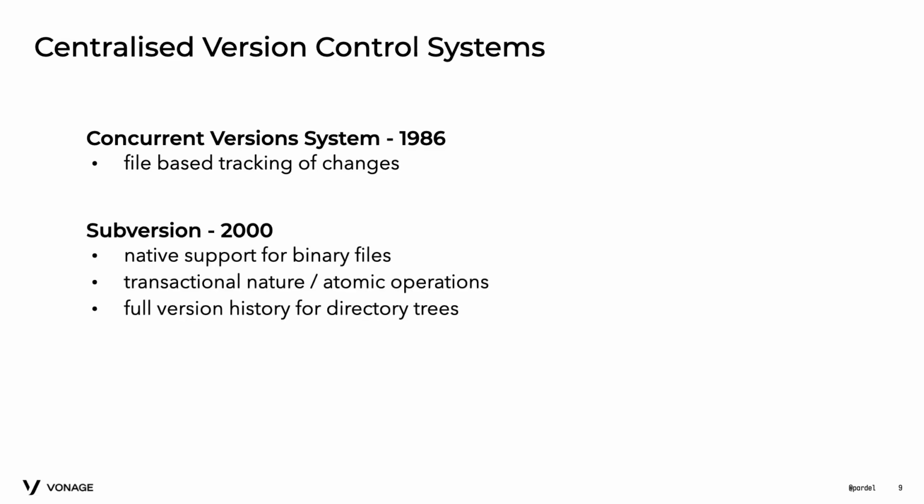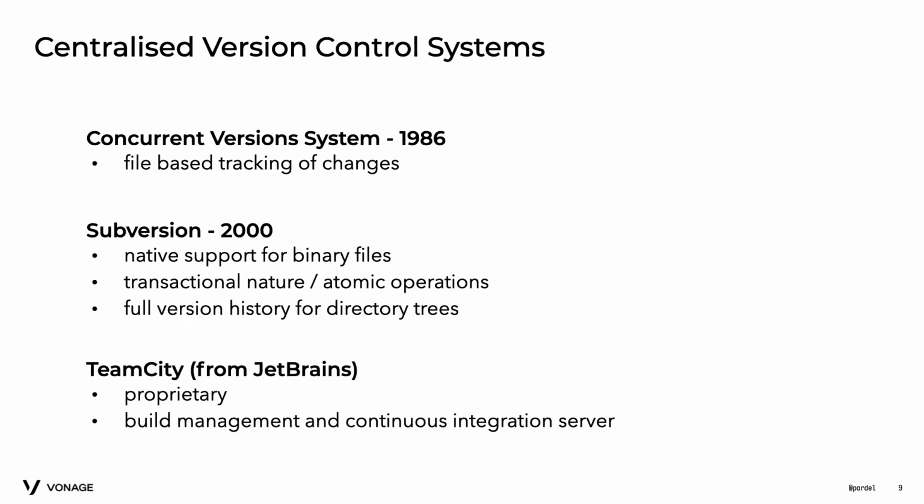The second wave of systems happened around the year 2000, and its poster child was Subversion. It had native support for binary files and was trying to bring more safety in by using atomic operations. Another major difference to the previous generation was the ability to version directory trees. Both of these systems were open source. Another popular choice was TeamCity from JetBrains, which was proprietary and included build management and a continuous integration server.